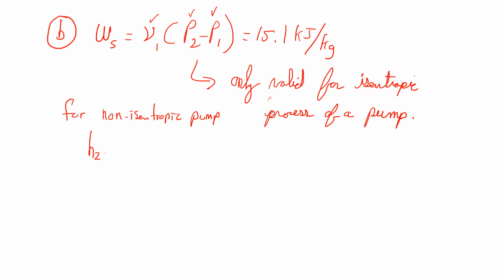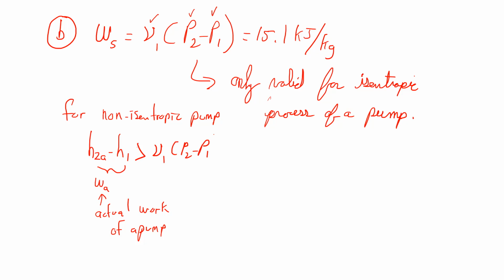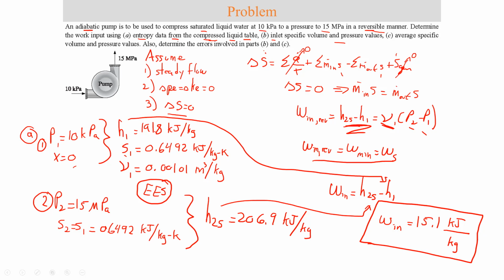h2 actual minus h1 is the actual work of the pump. So h2 minus h1 is going to be greater than nu delta P. The purpose of this problem was to show you that nu delta P, nu 1 times delta P, gives you the same value as h2s minus h1.